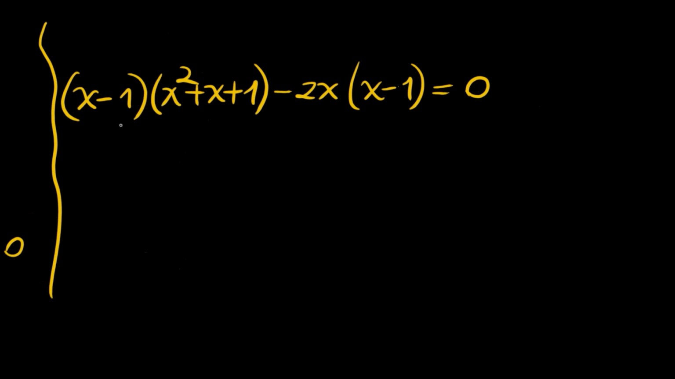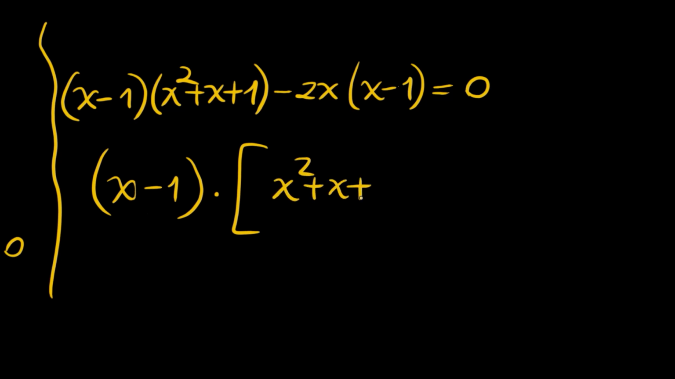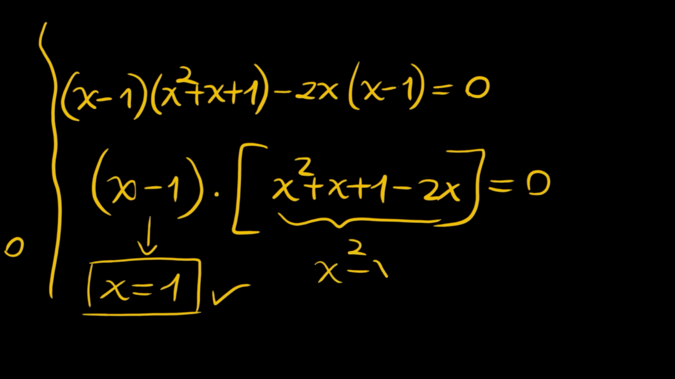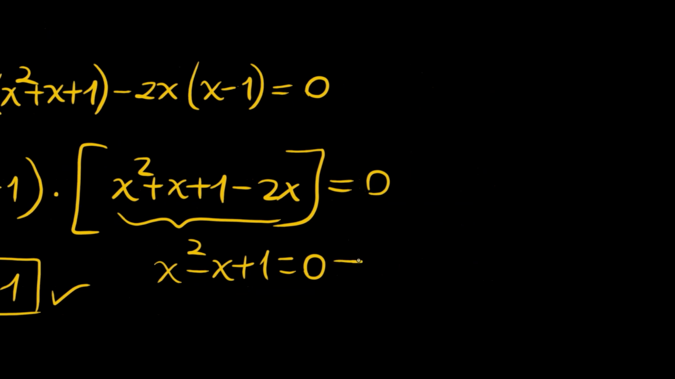We are almost done. We have a common factor. We have x minus 1 as a common factor. Then we have x squared plus x plus 1 minus the other 2x. Now this is equal to 0. So the other real root here is x is equal to 1. And we have this quadratic, x squared minus x plus 1 is equal to 0. And as we found before, the roots here are complex, 1 plus or minus root 3 times i divided by 2.